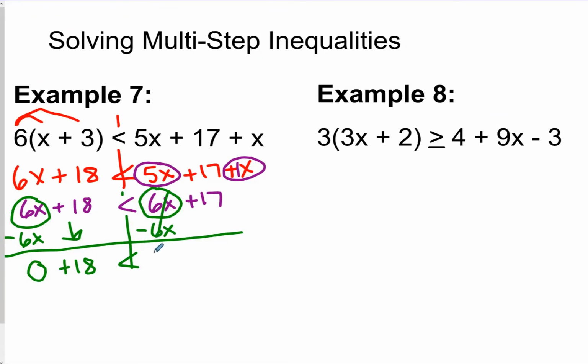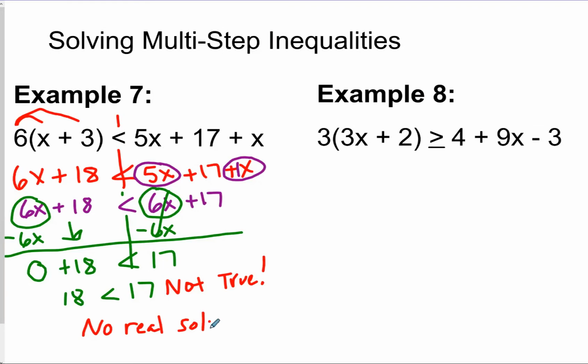This cancels. So notice, if I was to simplify this one step further, I would get 18 is less than 17. So now you need to ask yourself, is that a true statement? Is 18 less than 17? Not true. So that means there is no real solution.